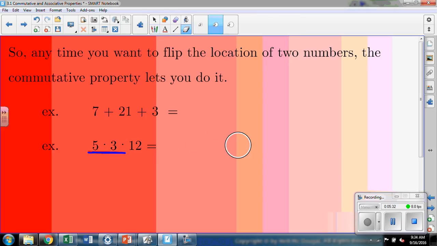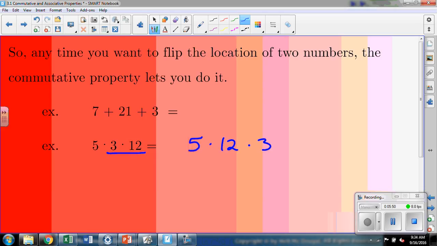Instead, if we apply the commutative property, just switch around the 3 and the 5, or if we wanted to, we could apply the commutative property to switch around the 3 and the 12. If we switch those around, we've got 5 times 12 times 3. And now we can actually do them in their stages. What's 5 times 12? And 60 times 3?